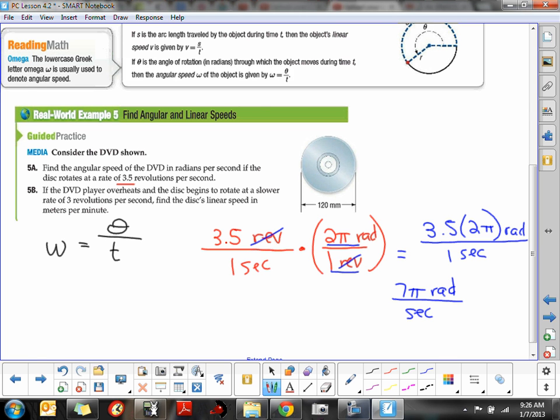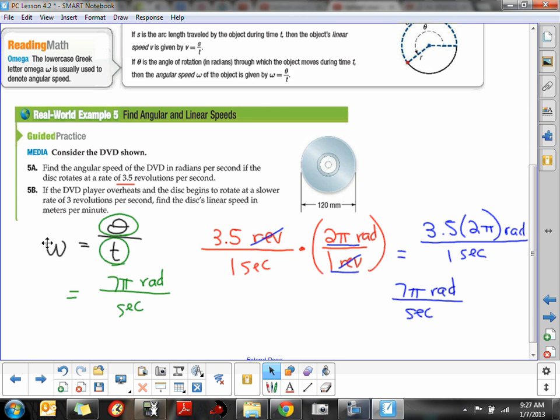Okay, so that's the first thing we're going to do. And then we're going to place that in. So for omega, theta is 7 pi radians per second. And we already have our time units involved. So therefore, we're pretty much through with this unless they want us to do some decimal requirement, which means you're going to take 7 times pi in your calculator and get somewhere around 22 radians per second if you want to go to that part of it.